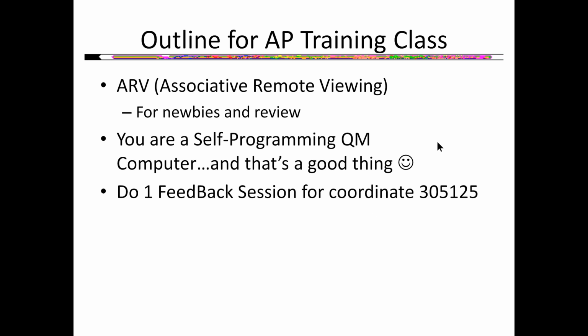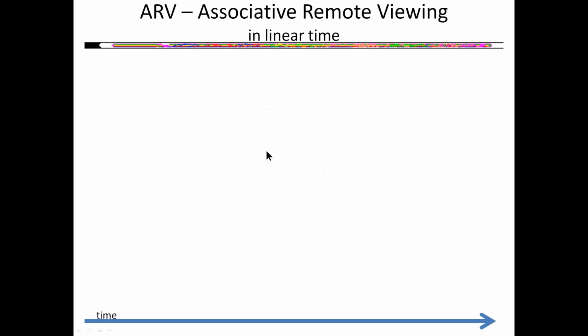And then we will do a feedback session for the coordinate 305125. We will not be doing a new prediction. There's just not going to be enough time because I really want to get into this. I think it's important, and I hope you'll find it rather interesting. We'll be talking non-technical. Let's begin with ARV.